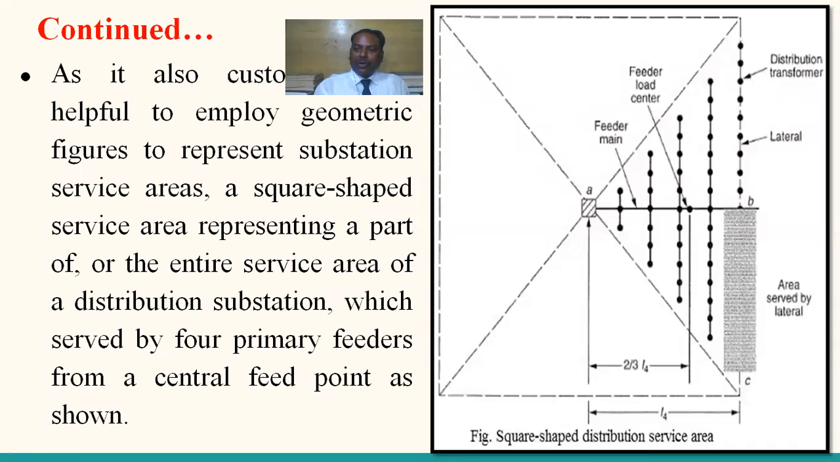Out of 4, only one feeder analysis has to be done for the voltage drop as well as power loss calculations. So the figure represents what? Square shaped distribution service area. Yes, clear, students? So the total area is to be divided into a square, and it is equally divided into four equal parts, and one feeder serves one equal part, and that feeder analysis is what we are going to do here.